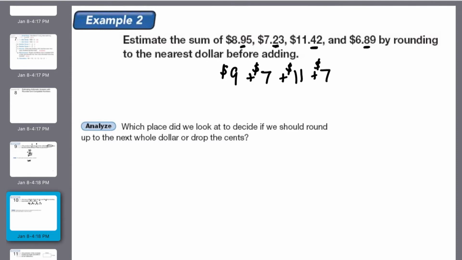And I can add all those together. I know 9 and 11 give me 20. And I know that 7 and 7 give me 14. And 20 plus 14 gives me 34. So $34 would be my estimate. Which place do we look at to decide if we should round up to the next whole dollar or drop the cents? We looked at the 10 cents spot right there.